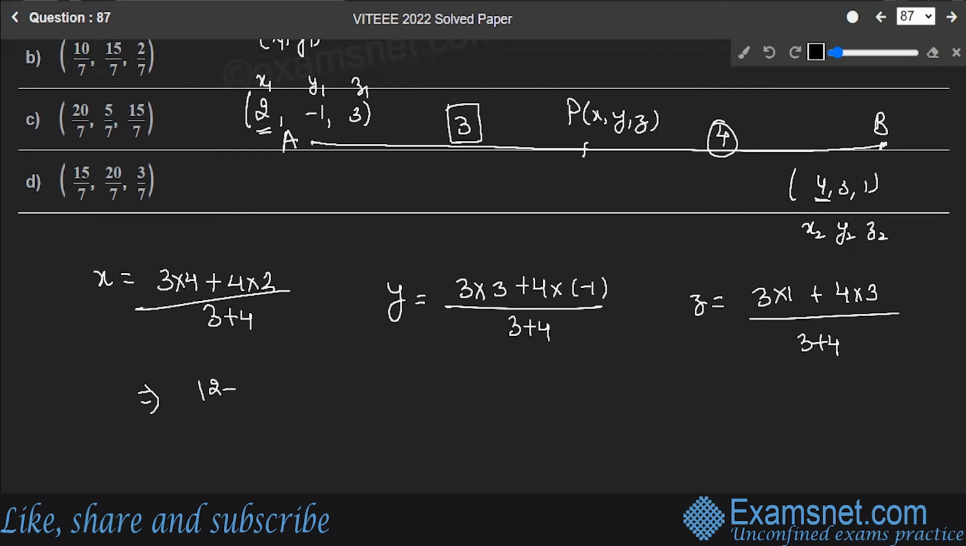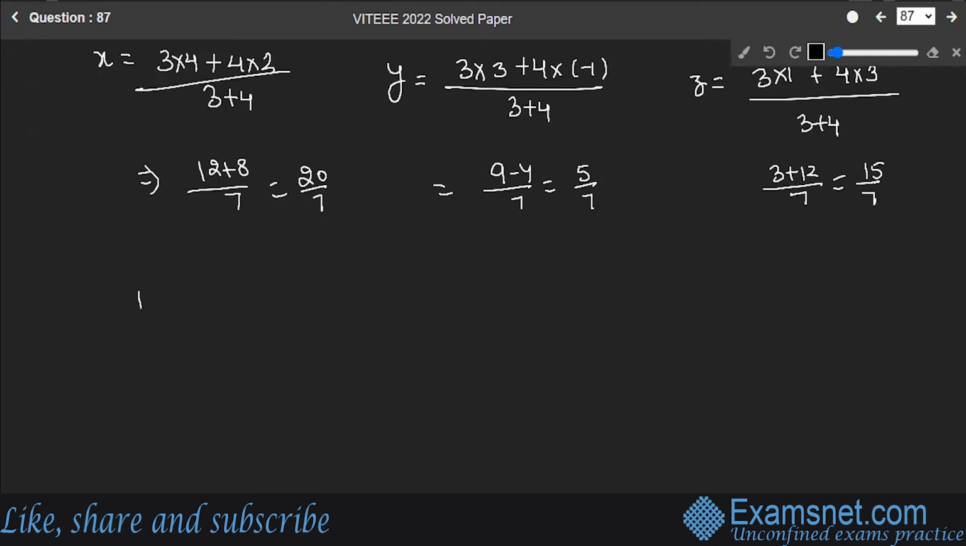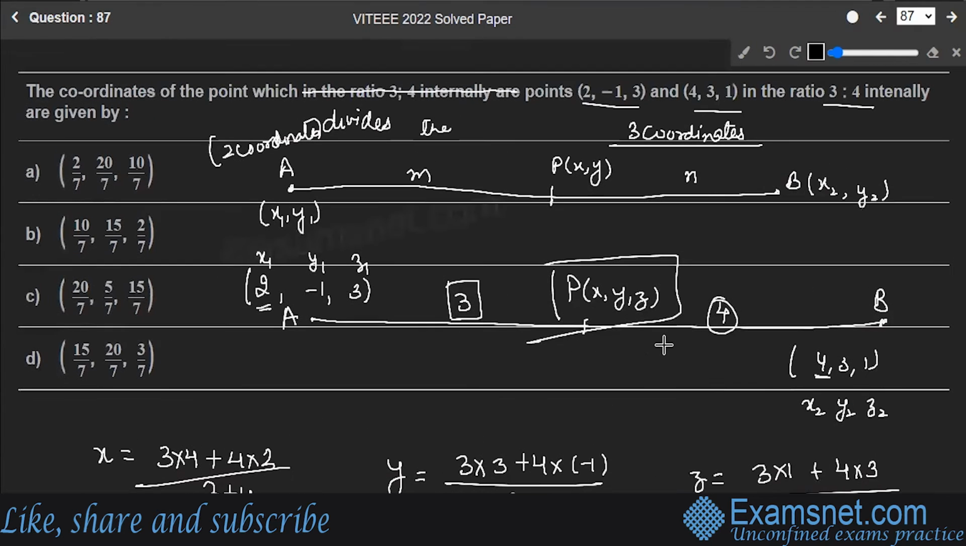So that is equal to 12 plus 8 upon 7, which is 20 upon 7. And this is equal to 9 minus 4, 5 by 7. And that is equal to 15 by 7, right? So therefore, the coordinates of this point P, x, y, z can be written as P 20 by 7, 5 by 7, and 15 by 7. That's it. So 20 by 7, 5 by 7, and 15 by 7. This is option C.